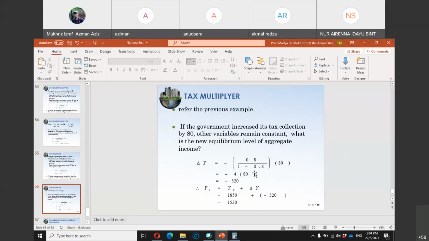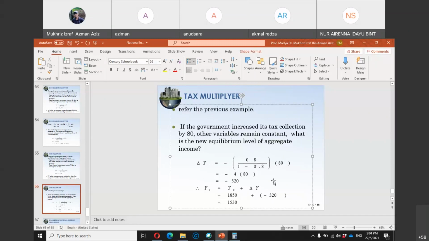Multiply by 80, which is the change in tax. The word "by" is already measuring changes. So we can see that when there is a tax increase of 80, GDP will change by, or will reduce by, 320. So when you want to find out the new GDP value, it is the old GDP minus the change in GDP. Now our GDP value has reduced to 1530, from 1850, and has declined to 1530.